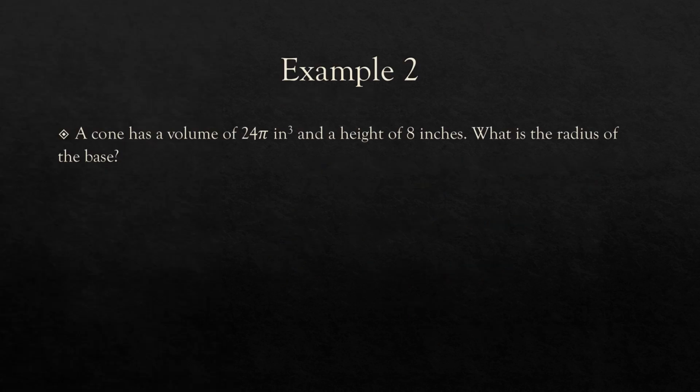Example 2. A cone has a volume of 24 pi inches cubed and a height of 8 inches. What is the radius of the base? Here's my cone. I know this height is 8 inches. I know the volume is 24 pi inches cubed. What is my radius? My volume formula for a cone is 1/3 area of the base times the height. The area of the base is the area of a circle.